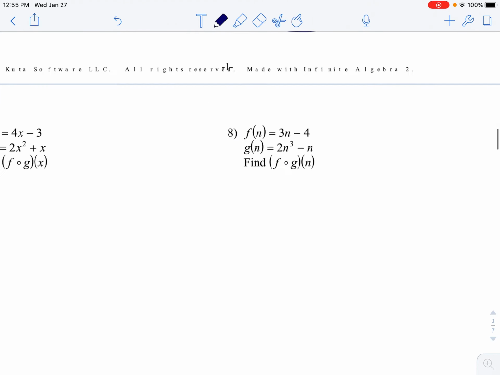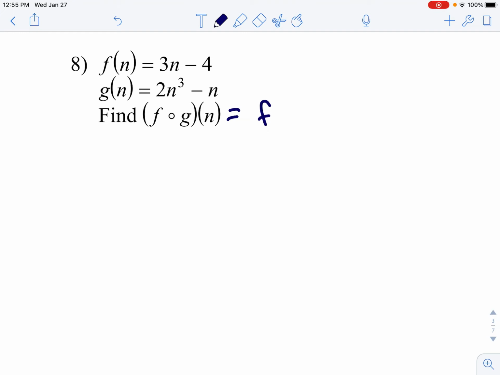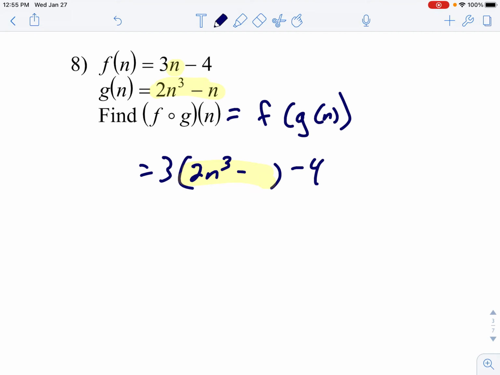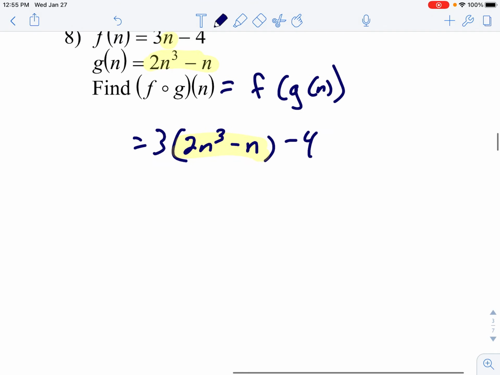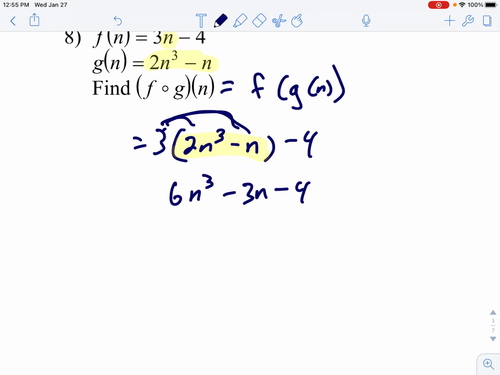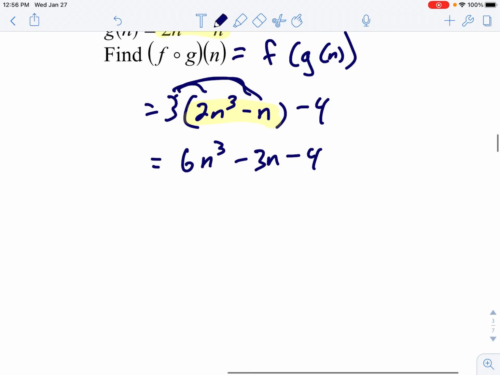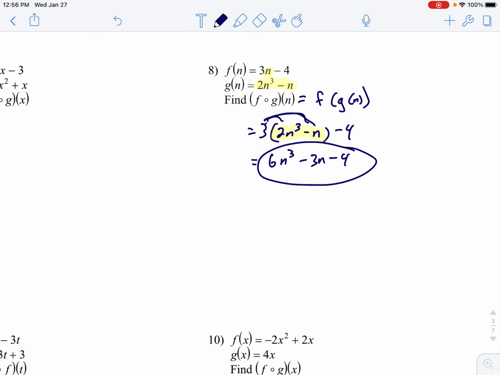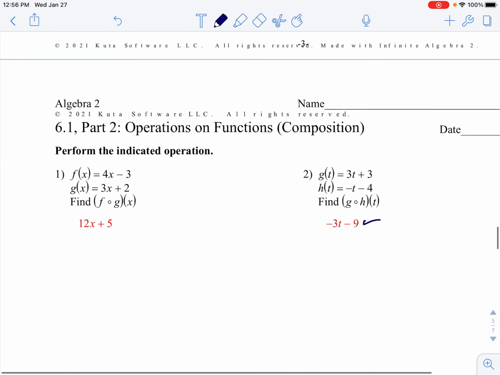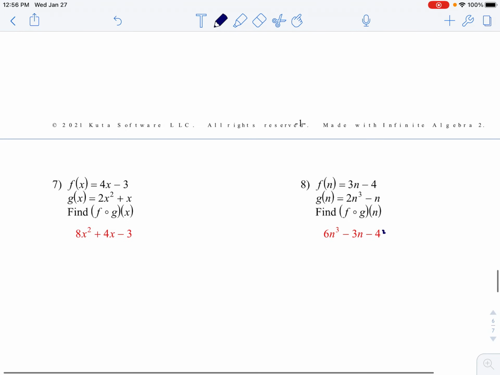All right, number 8, f of g of n. Write the first function down first, 3n minus 4. Instead of the variable, you put parentheses. Inside the parentheses, put the second function. Combine if you can. I'm going to distribute this 3, 3 times n is 3n. Combine like terms, but there are no like terms, so that should be the answer to number 8. And indeed it is.